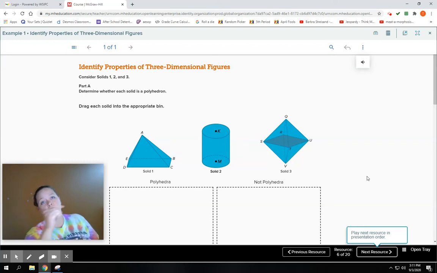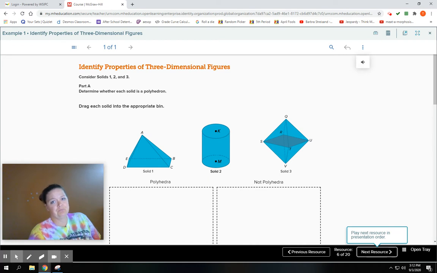Let's identify some properties of three-dimensional figures. Consider our solids 1, 2, and 3. Determine whether each solid is a polyhedron. Drag each solid into the appropriate bin.